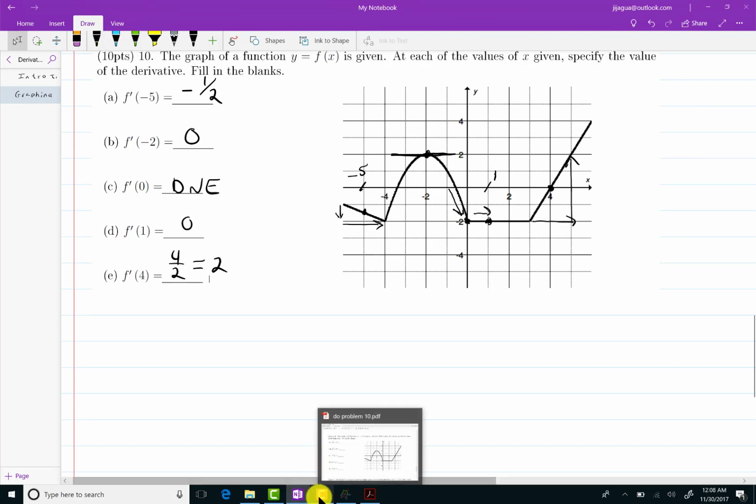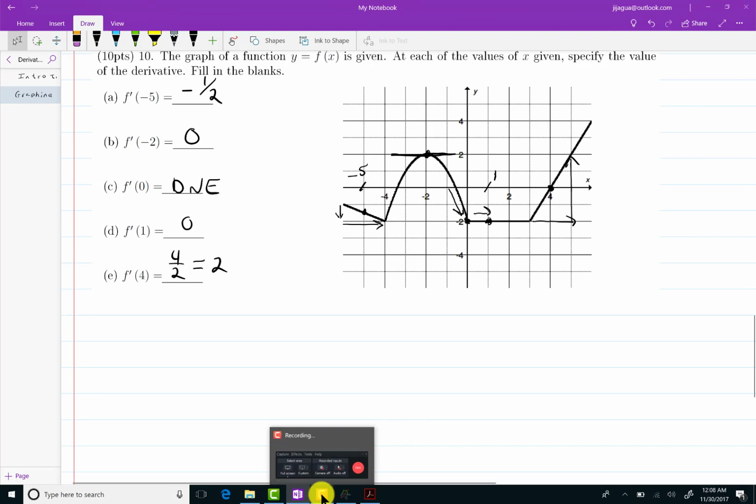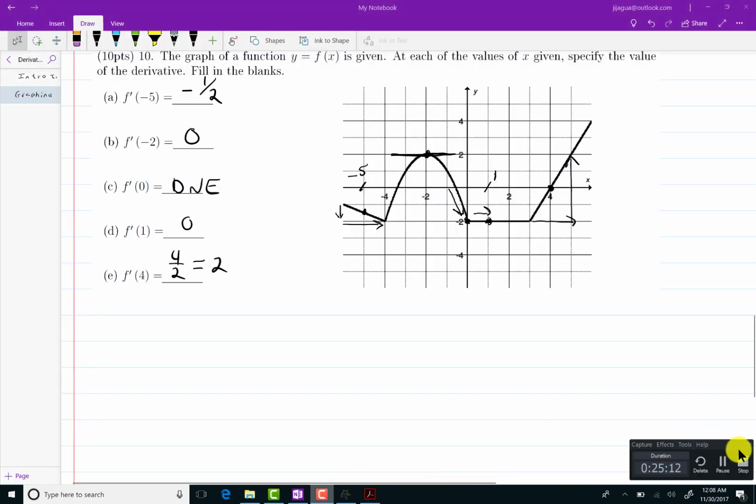Hopefully you'll play these back over and over again. Do them slowly. Try to do them yourself as well, because you're only going to get better. You wouldn't believe some of the stuff that people put for this particular question, but there's no reason for it if you think about what the derivative means. That's exactly what this section is all about. So I'll stop there. I think I've done plenty for today on that particular one.